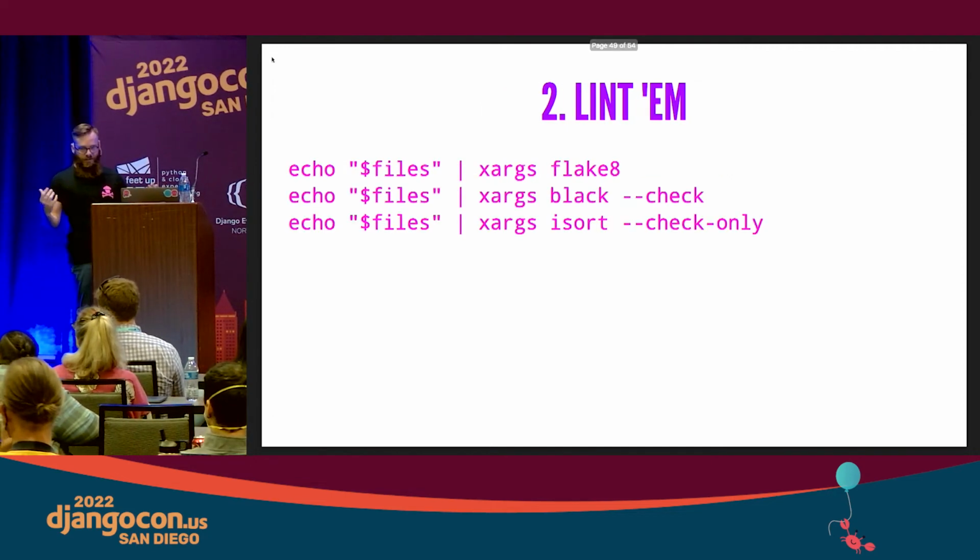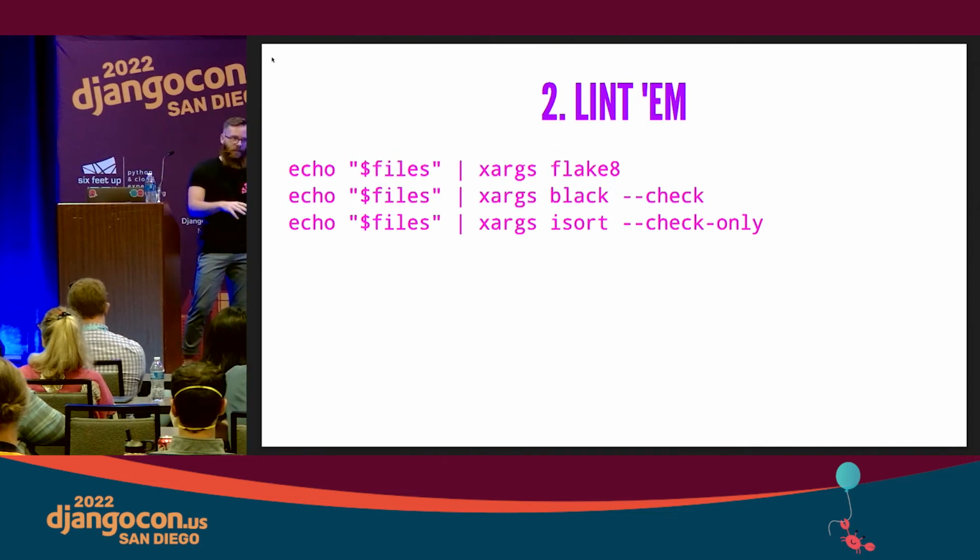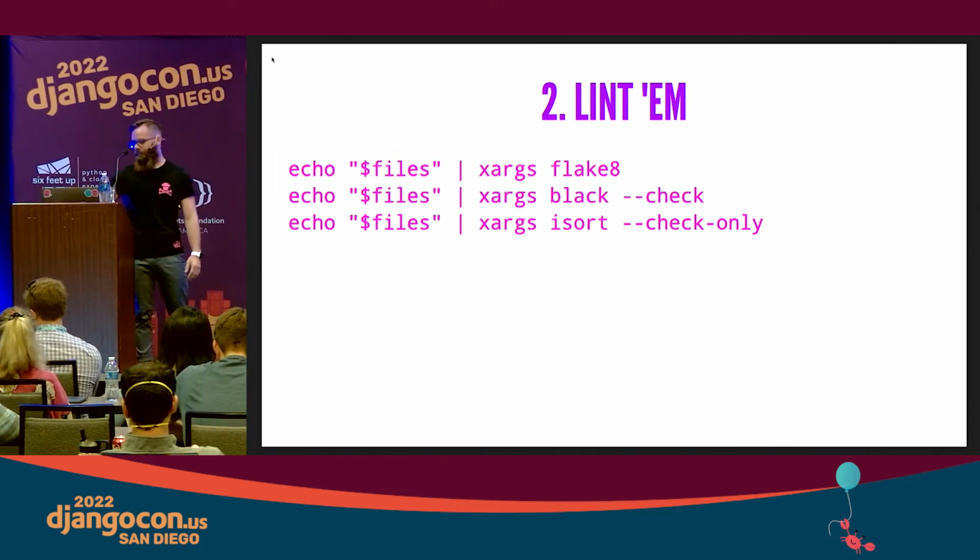So it gives you a list of files. We can store that into a bash variable, throw it to flake8, we can throw it to black, and we can throw it to isort like I talked about earlier.